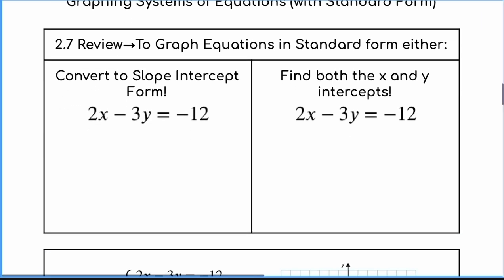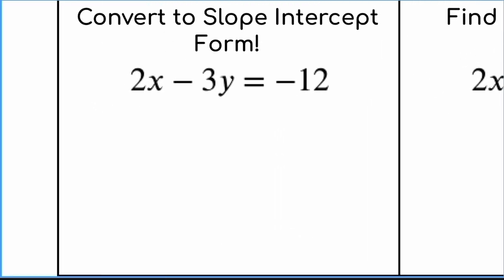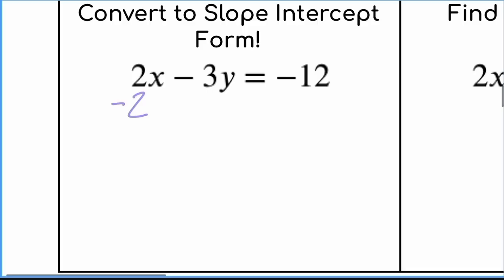So first we're going to review how to graph equations in standard form. Let's start first by converting to slope-intercept form. So when I want to go to slope-intercept form, what am I solving for? What variable am I solving for? Y. And what is going to be my first step in solving for y for this equation? We're not just going to subtract x, we're going to subtract 2x. Yep, we're going to subtract 2x from both sides.